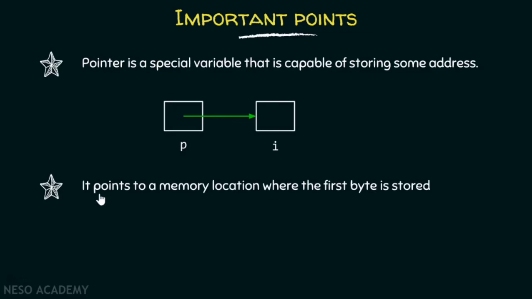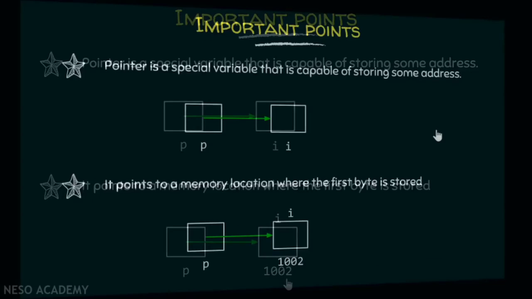Also, it points to a memory location where the first byte is stored. That is, it simply points to the base address of the variable. In our example, it is 1002. In this lecture, I just want to give you a glimpse of what a pointer is all about and how to imagine a pointer. In the next lecture, we will start with how to declare pointers. Okay.